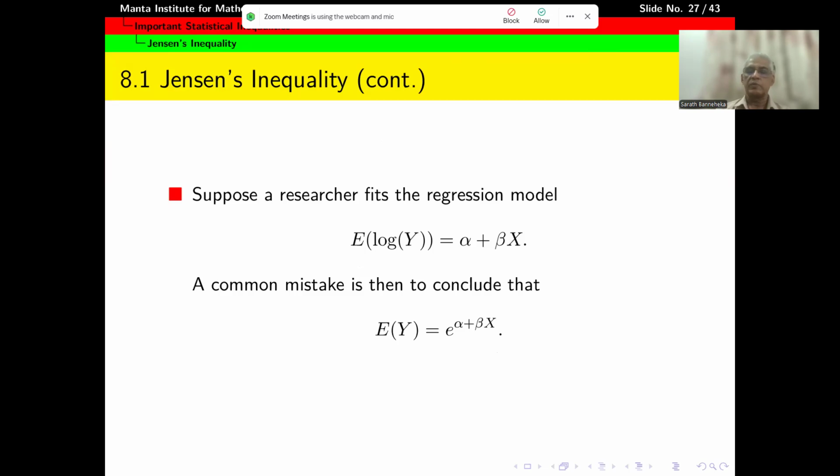And even sometimes you will see these kinds of mistakes in research papers because both the author and the reviewer don't know these things, right?